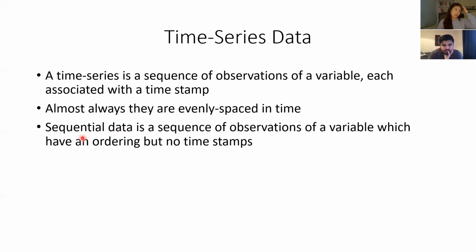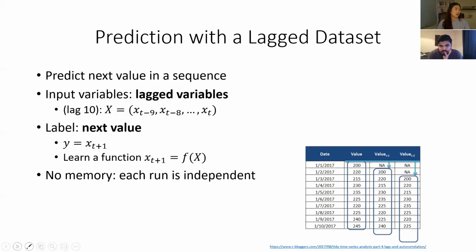Yeah, as we just touched on, sequential data is a sequence of observations of a variable which have an ordering but doesn't necessarily have a timestamp. That's it. And how can we use the time series data set? So we know the ordering is very important.